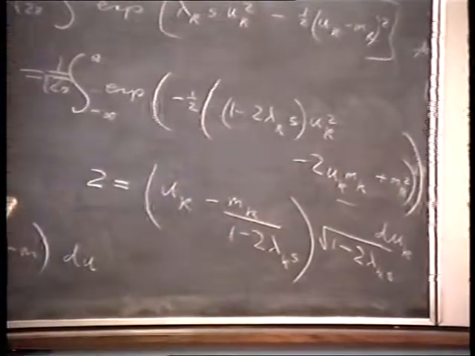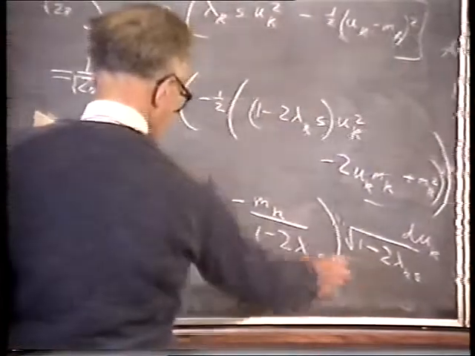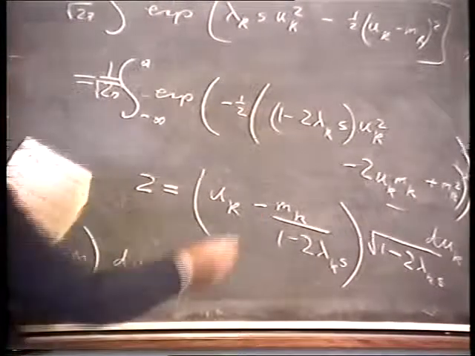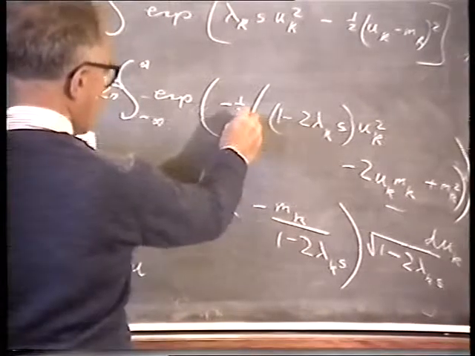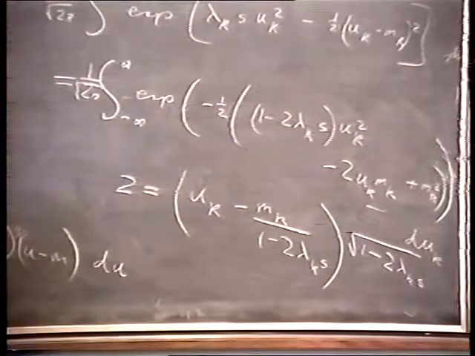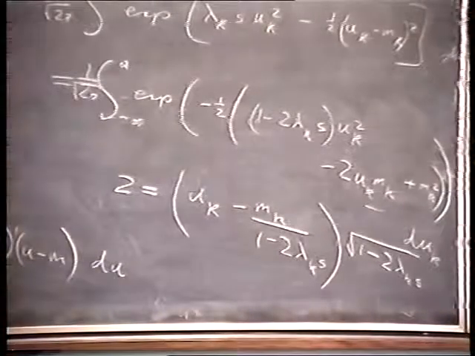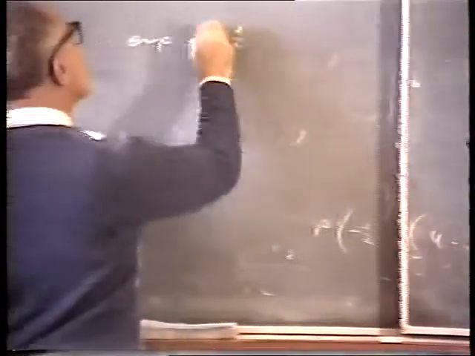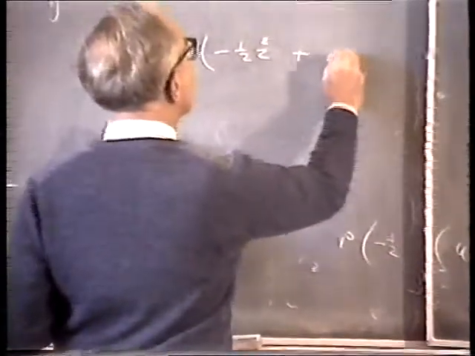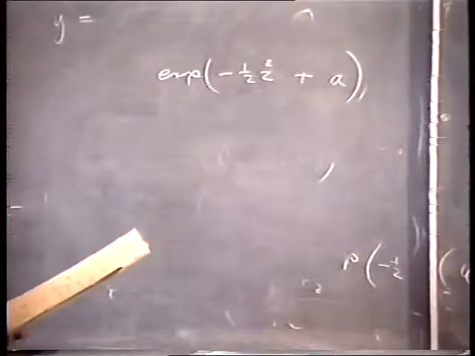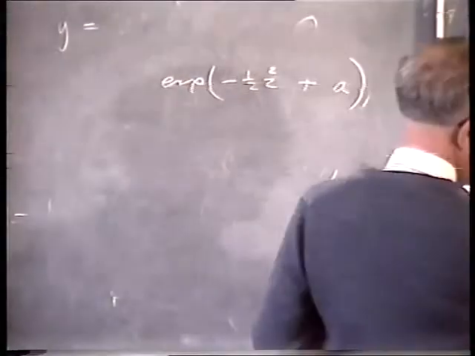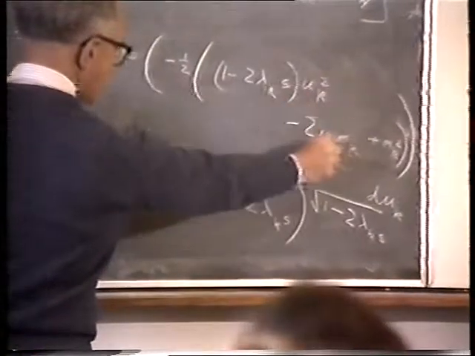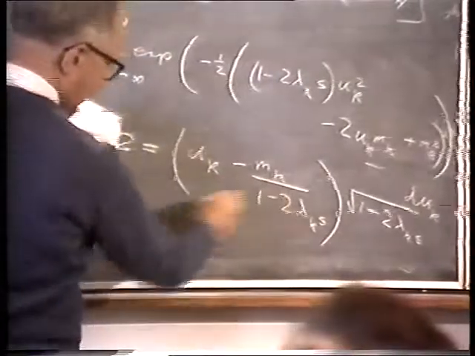Now, this term comes from the fact that one wants to make this exponential minus a half z squared plus something else. So my strategy is to introduce a z variable such that you can write this in the form of minus a half z squared plus a, and it turns out that in order to get the u_k squared term and the u_k term correct, I have to make this transformation.